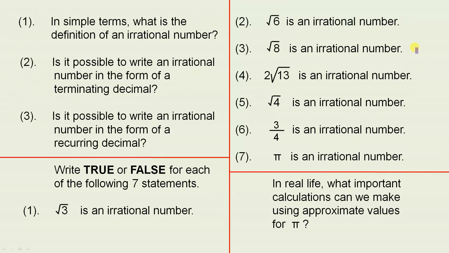Number 3. The square root of 8 is an irrational number. Number 4. 2 the square root of 13 is an irrational number. Number 5. The square root of 4 is an irrational number. Number 6. 3/4 is an irrational number. And number 7. Pi is an irrational number.